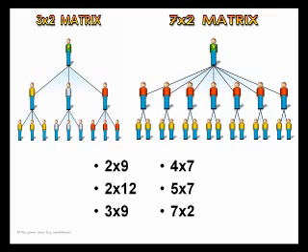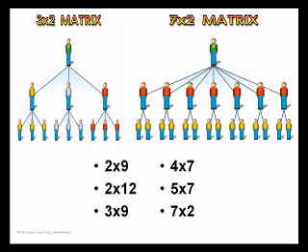Now, I have listed at the bottom of this page the most common matrix configurations that I've seen in the industry over the last 15, 20 years. We got the 2x9, the 2x12. Those are very common. The 3x9 I've seen. And then on the right-hand side, probably the most common are the 4x7s. We do have a very popular 5x7 in the industry that is the only one that has really survived, and the 7x2 matrix.